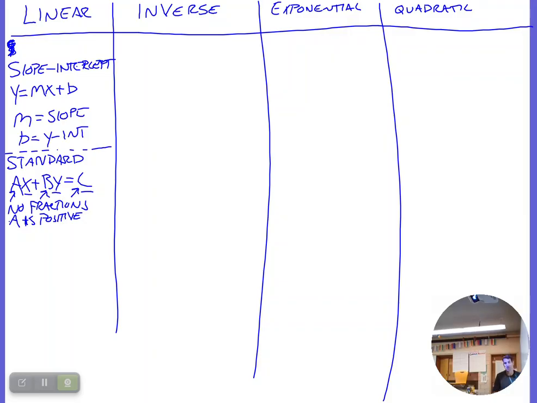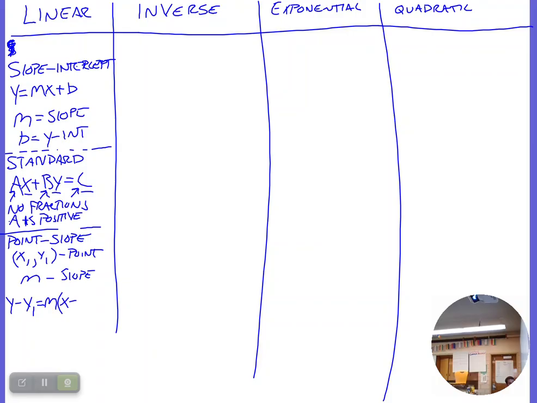All right, the last form of a linear equation that we have talked about is called point slope form, where you have a point, we're going to call that point x1 comma y1, and you have a slope, and slope is m. Point slope form is written y minus y1 is equal to m times x minus x1.